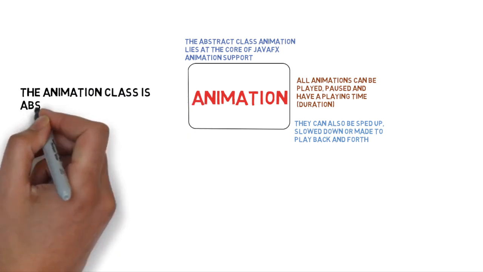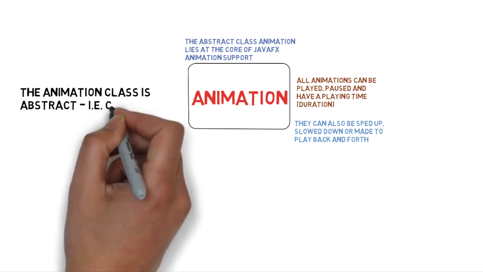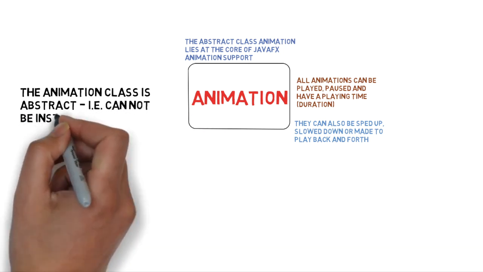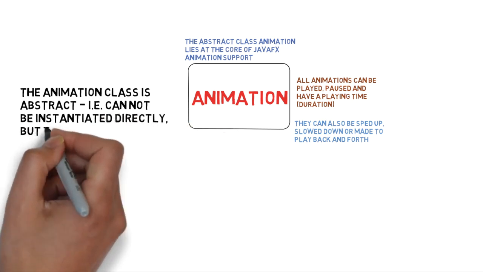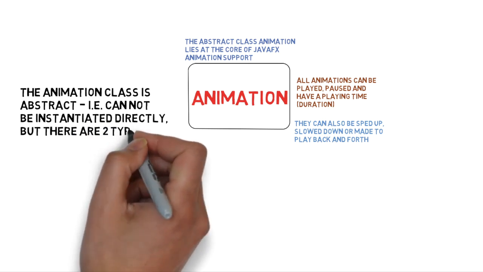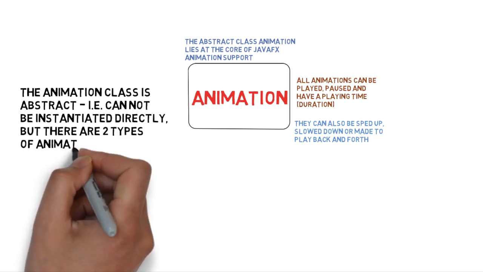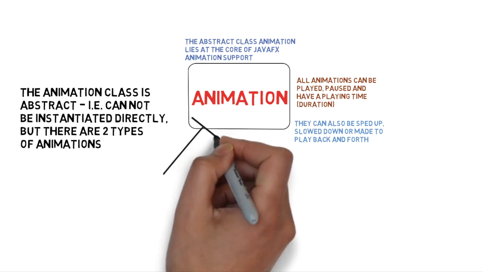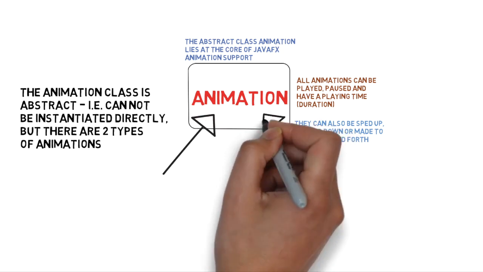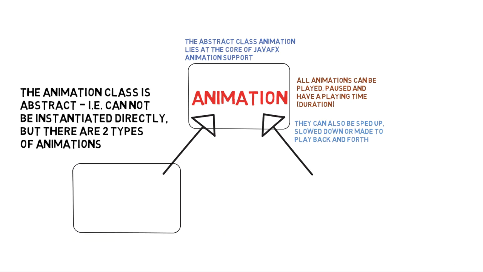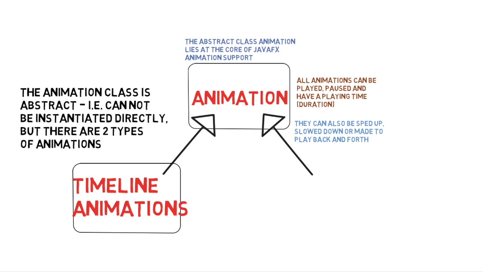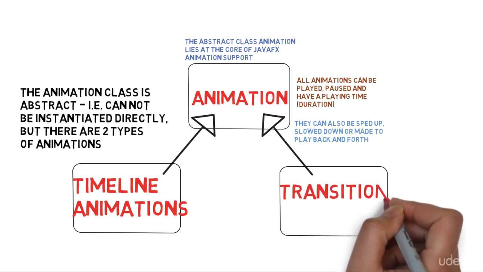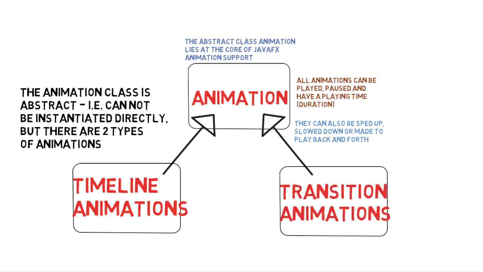Now, the Animation class is abstract. That is, it cannot be instantiated directly. So you can't create an instance of just Animation. But there are two types of animations which you can create and instantiate. Let's take a look at what they are. The first type that we look at is something called timeline animations. And the second is called transition animations. These are the two types of animations that you can build using JavaFX.